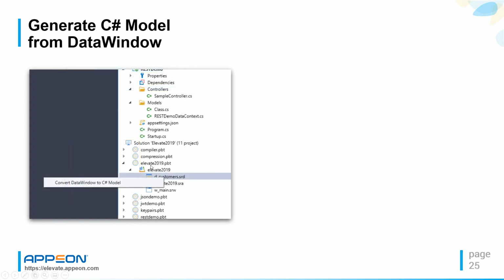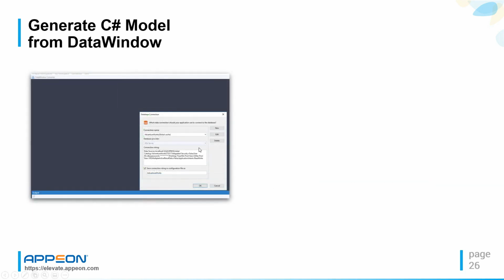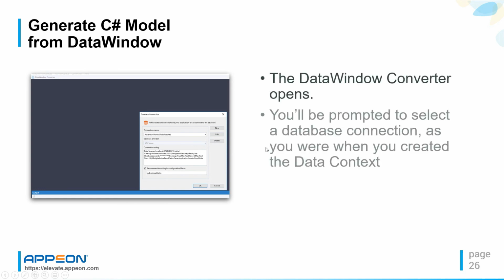So here I've opened up a target. There's the library. Here's the data window that's in that particular library that I want to create the C# model for. I right click on it and select convert data window to C# model. It's going to prompt me with that same dialog we had earlier when we were creating the data context, because we're interacting with the database when we're using this converter. So just go ahead and select that same database.